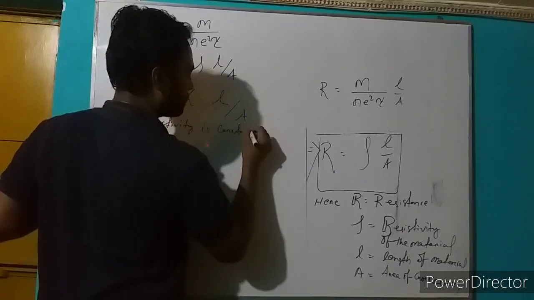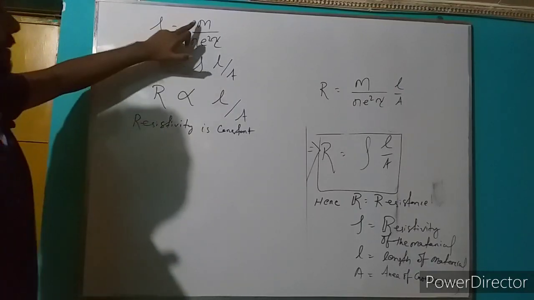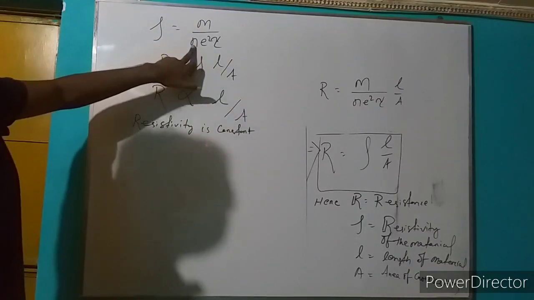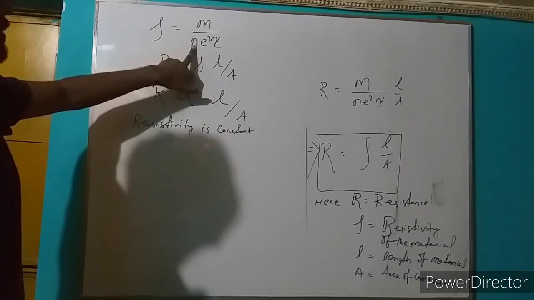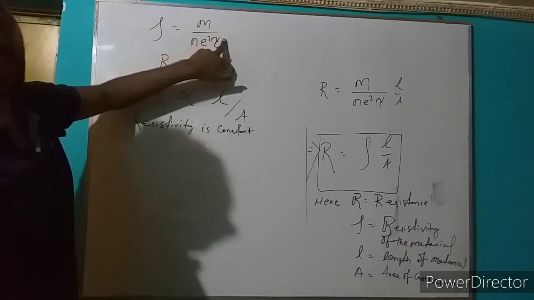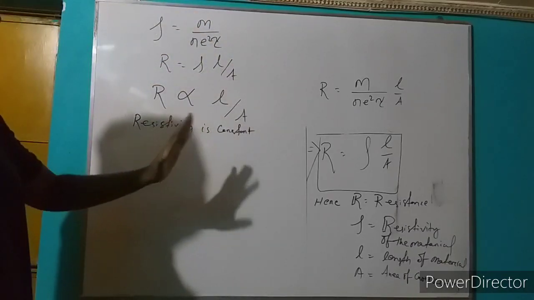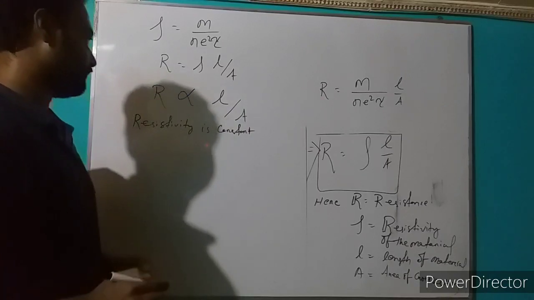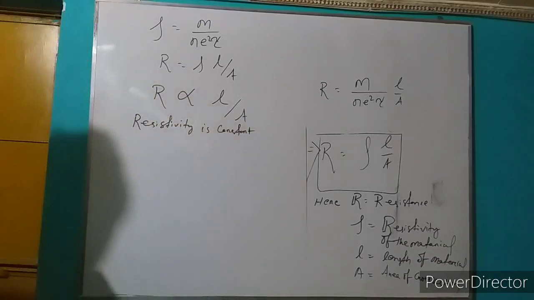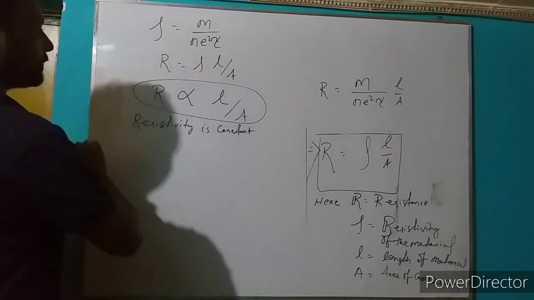How does it become constant? Because the mass of electron remains constant. n, the number of electrons per unit volume, remains constant. e, the charge of electron, remains constant. Relaxation time also remains constant for a given temperature. Okay, so resistivity is constant. So how does R depend upon L by A?